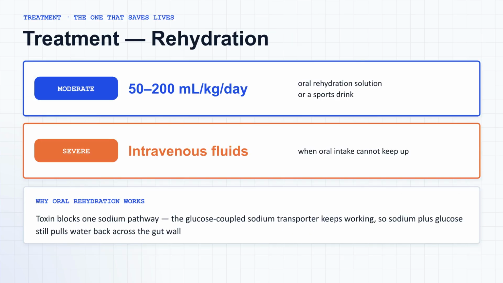Rehydration is the treatment that actually saves lives. For moderate dehydration, give 50 to 200 milliliters per kilogram per day of an oral rehydration solution. A commercial sports drink works in a pinch for an otherwise healthy adult.